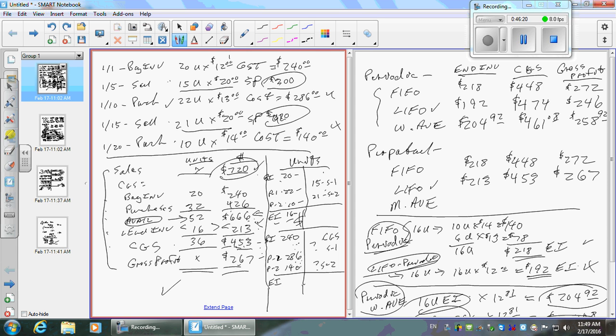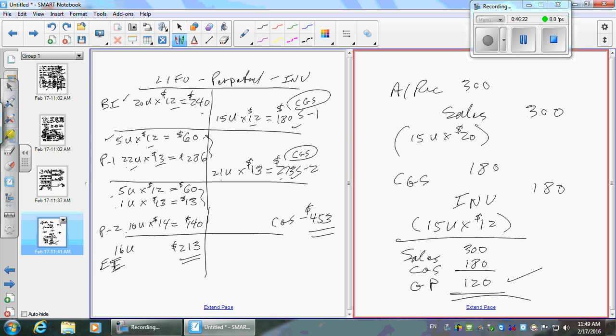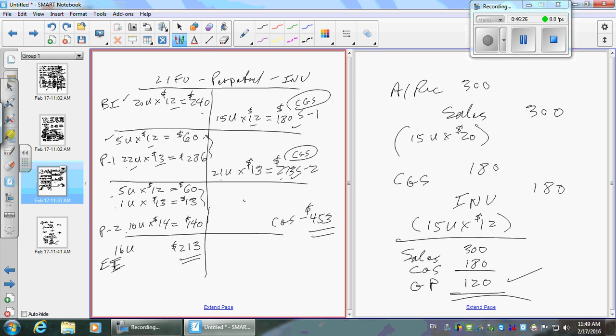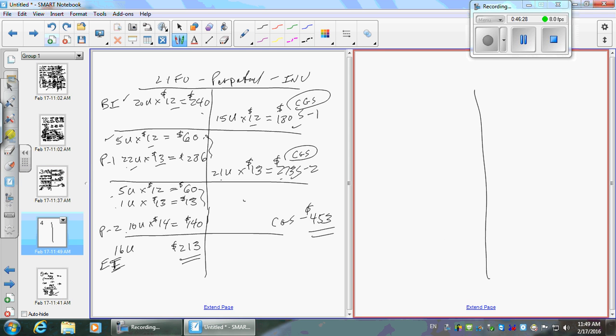All right, good. Well, then let's do one more, and we're done. What method haven't we done, guys? Moving average, which is a perpetual system.